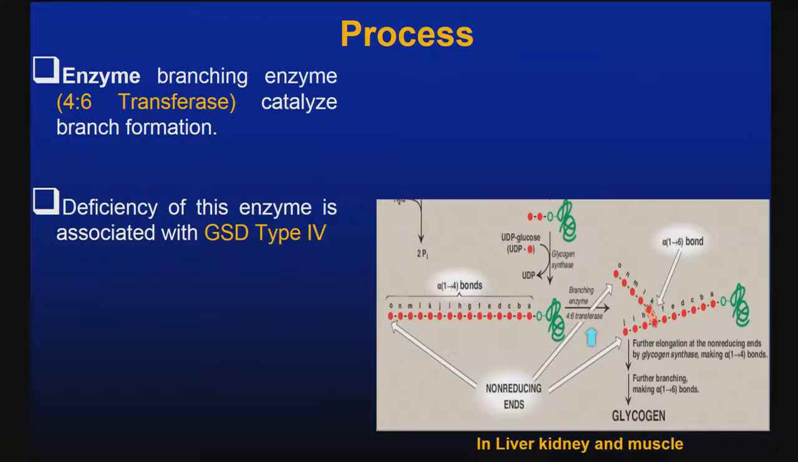Now, if you have a deficiency in the 4,6 transferase, that can lead to another glycogen storage disease, glycogen storage type 6. This is the only one associated, as far as we're concerned, with the synthesis. The rest of the glycogen storage diseases are associated with degradation. Keep that in mind. I have a summary slide at the end where I highlight this in red. When there's this enzyme deficiency, you cannot make a branch, and that can lead to problems.